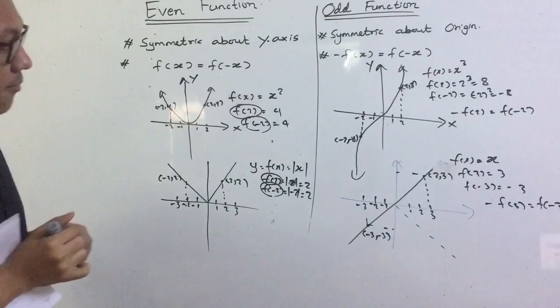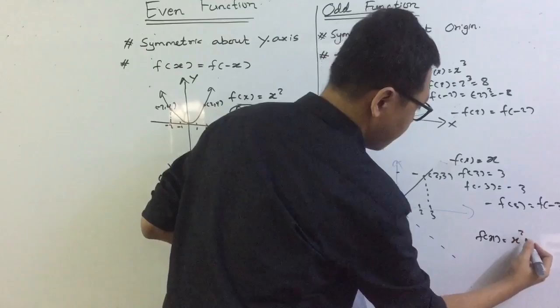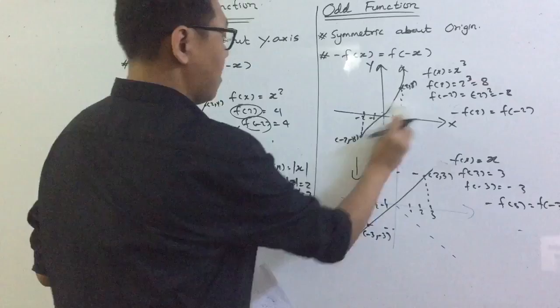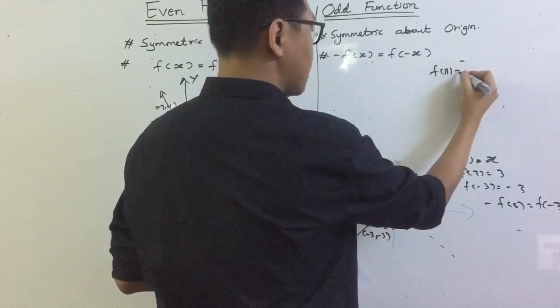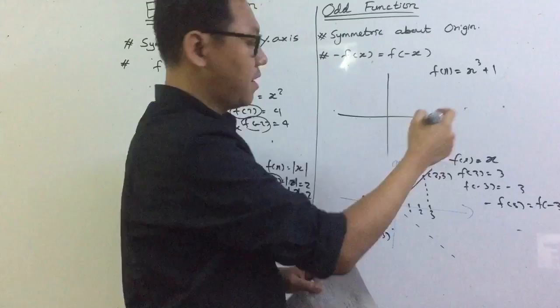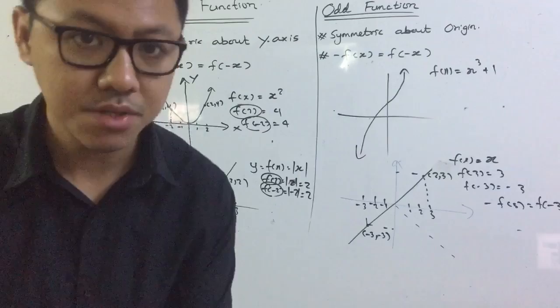But you know, if f(x) is equal to x cubed plus, let me erase this, okay? Erase this, I don't want the space anymore. What if f(x) is equal to x cubed plus 1? It will go up 1 unit, right? So it will go this way. This is not an odd function anymore, you know? Because it's not symmetric about the origin anymore.